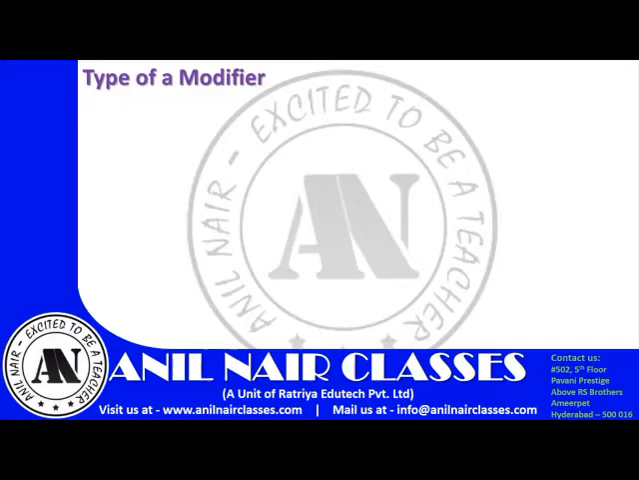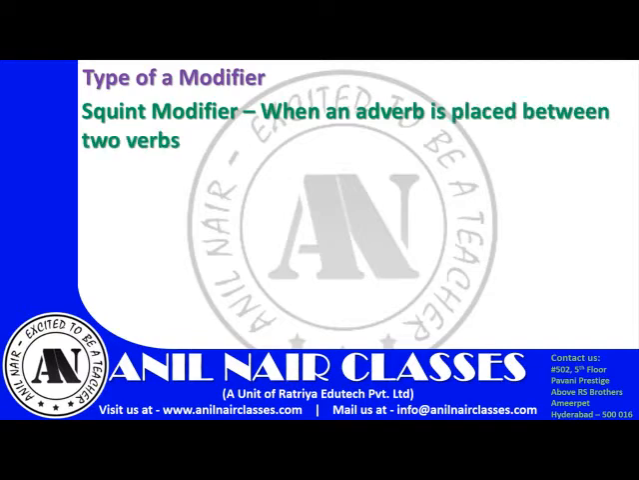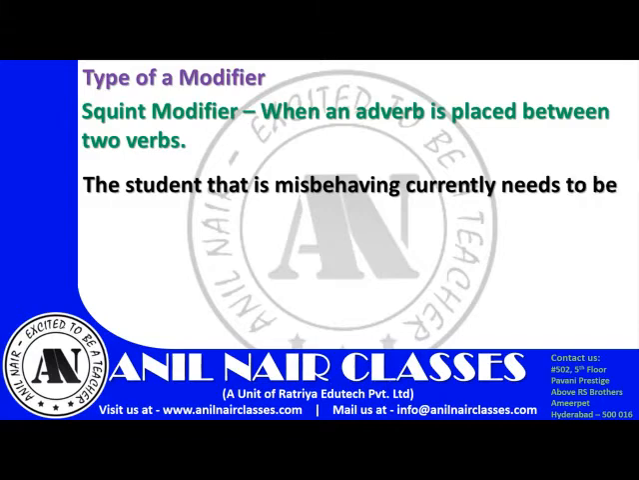The last modifier error in a sentence can be an error of a squint modifier. When an adverb is placed between 2 verbs, it is called a squint modifier problem. Take an example. The student that is misbehaving currently needs to be punished.